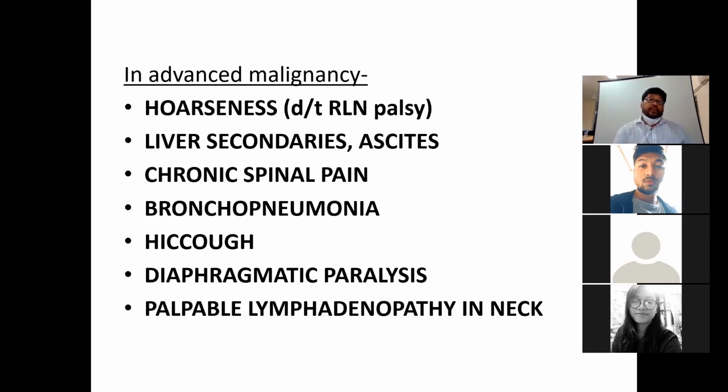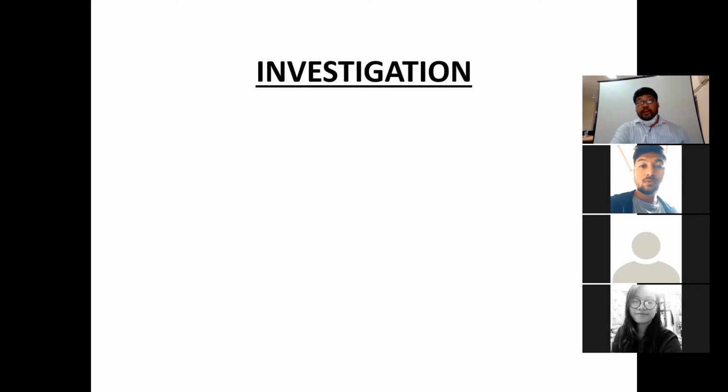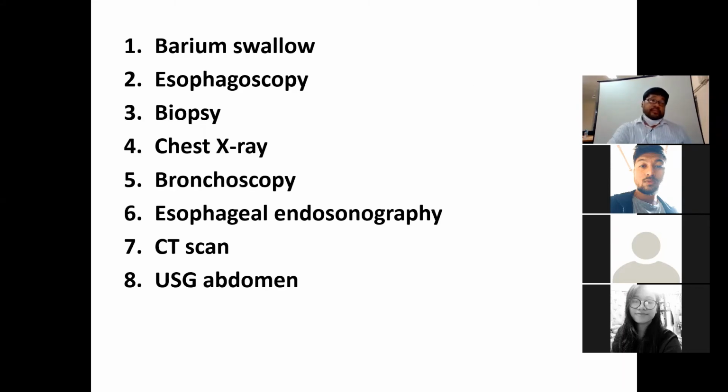And besides that, we may get palpable lymph nodes in the neck. So these are the presentations which we may find in advanced cases. So coming to the investigation part, we have already discussed investigations like barium swallow, esophagoscopy, biopsy, chest X-ray, bronchoscopy, esophageal endosonography, CT scan, or ultrasound abdomen, which play an important role. So these are the basket of investigations which we can give to the patient.